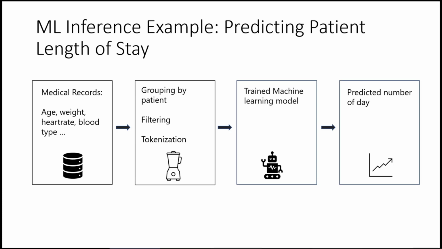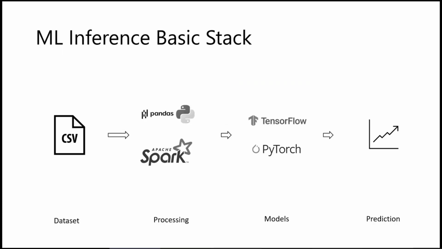I'm sure you've seen most of these steps before. So this is a typical machine learning inference pipeline. Ultimately, that data gets passed to the machine learning model. The machine learning model gives you a prediction on the number of days this patient will be expected to stay.